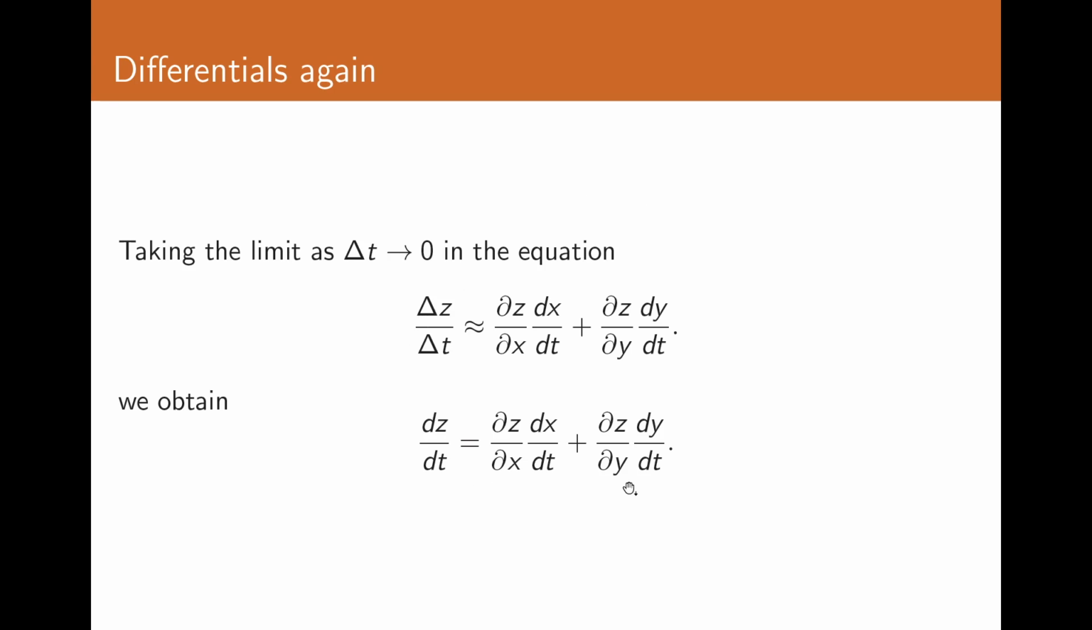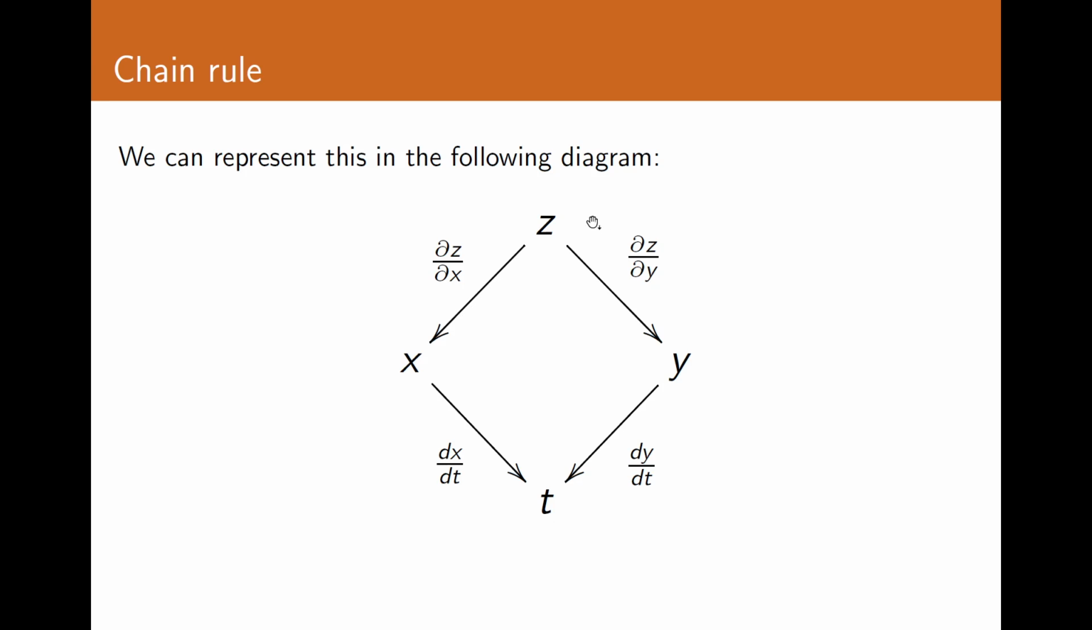So this is how we would go ahead and calculate the derivative of z with respect to t if we have these functions that are a composition, where z is a function of x and y, and x and y are both functions of t. There's a nice visual way to represent this that helps us to keep everything in mind.